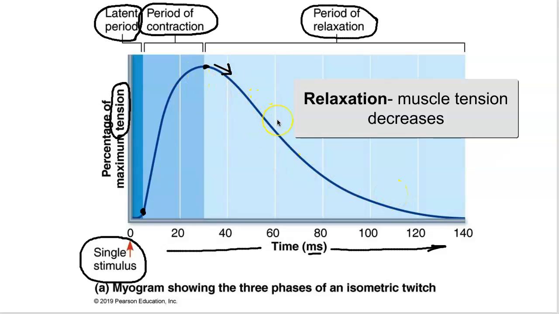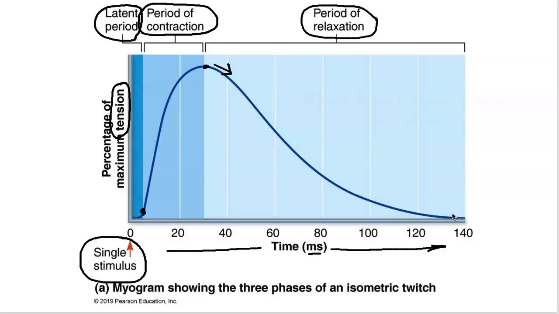During relaxation, what's happening is the sarcoplasmic reticulum is actively reclaiming all of the calcium, and cross bridges are no longer being formed. It's going back to its resting state. So this is what's known as a twitch. A twitch has 3 phases that you should know. The latent period, when the molecular events of calcium release are happening. The contraction period, when the muscle is generating tension. And then the relaxation phase, when the muscle's tension is decreasing.